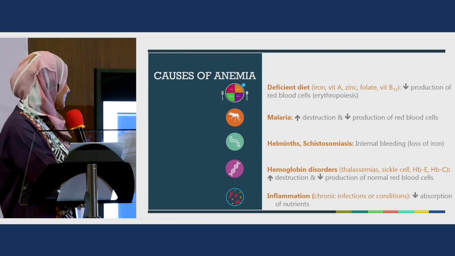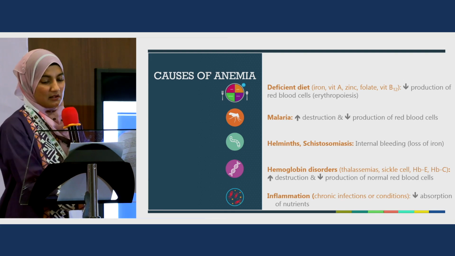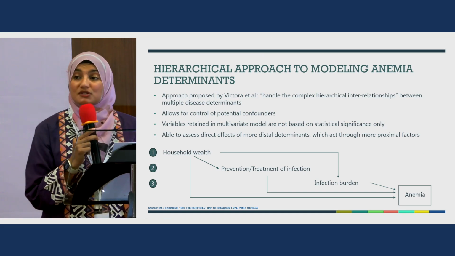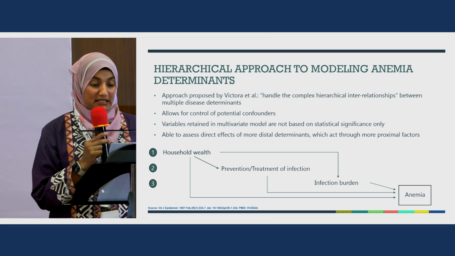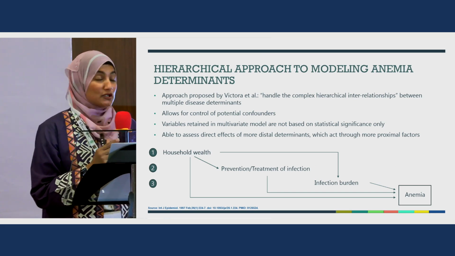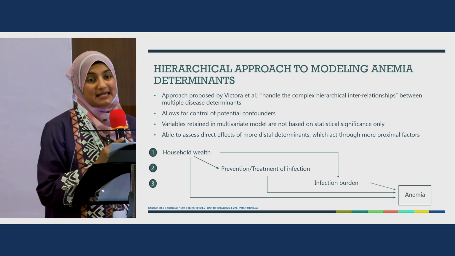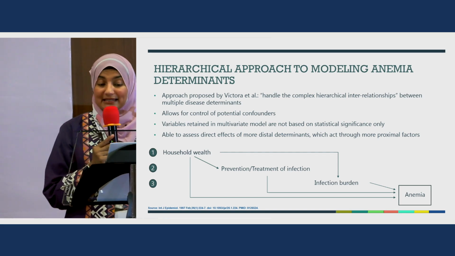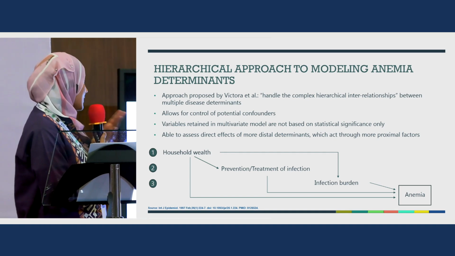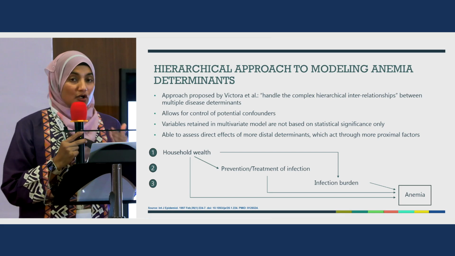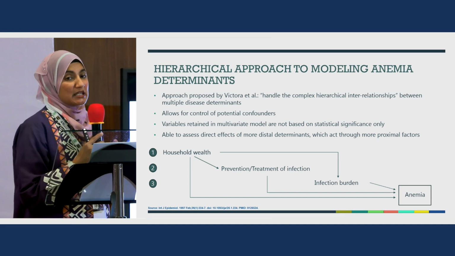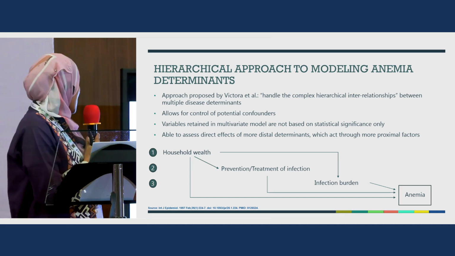So we're all very familiar with causes of anemia, so I'll skip this. So I'll jump right into the approach that we use to build the anemia model. So to build our hierarchical model, we use the approach that was proposed by Cesar Victora and his colleagues back in 1997, which basically allows the multivariate hierarchical model to handle complex hierarchical interrelationships between multiple disease components.